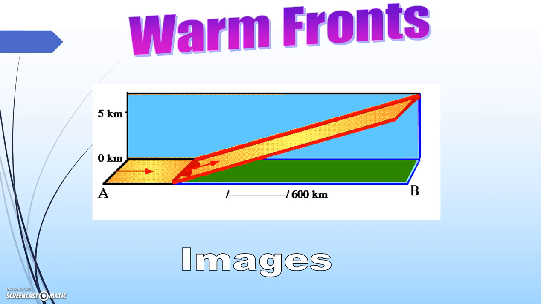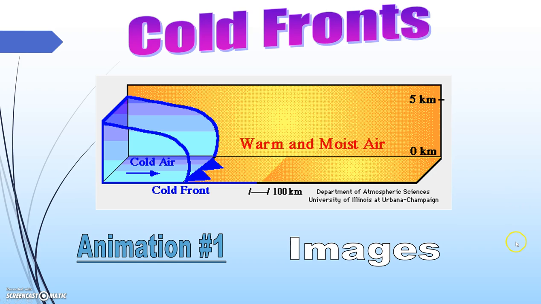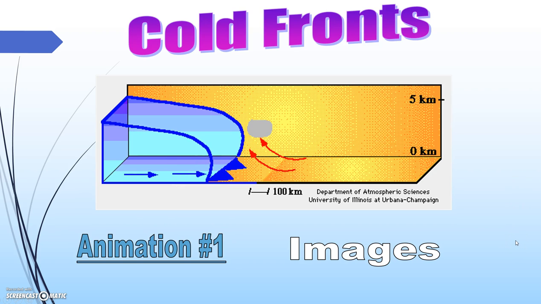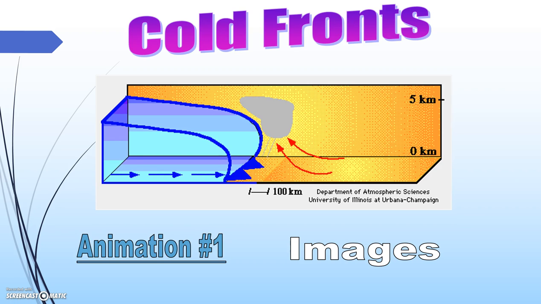This graphic shows a warm front. Warm air moving in from the left side, pushing up and over the cooler air. Here's a cold front. Cold air moving in from the left side, forcing the warm air straight up over the cold air.